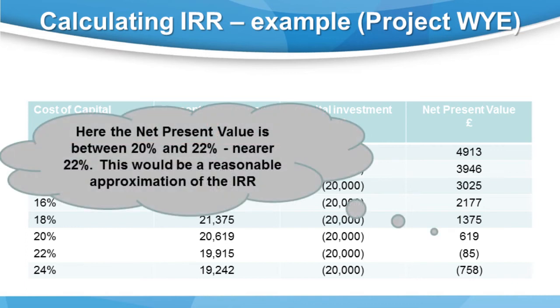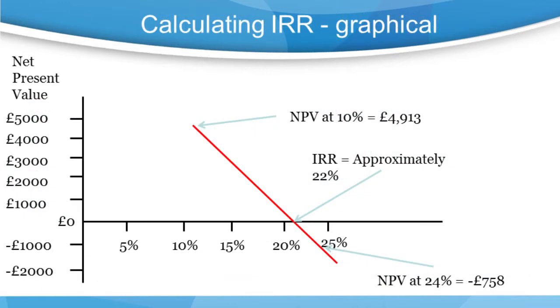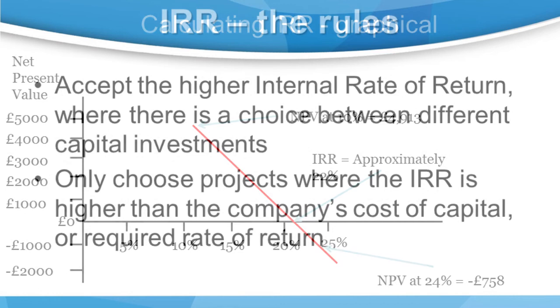At 20%, it's still positive at £619, but by 22% it's become negative at -£85. So this indicates that the internal rate of return must be somewhere between 20 and 22%. Somewhere nearer 22% would be a reasonable approximation. If we plotted this graphically, we could see that the point where the line crosses the x-axis, which is where the discounted cash flows are zero, is again a little under 22%.